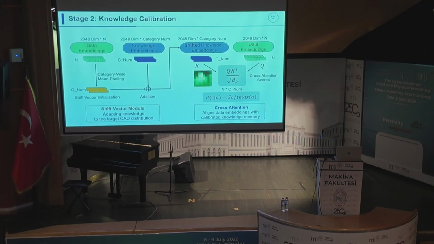Stage 2 calibrates the extracted knowledge to the target CAD distribution. The shifted vector model adapts category-level knowledge embeddings towards the target dataset. Then through cross-attention, we align the concept-level knowledge in the foundation model and the geometric variations in the small dataset.